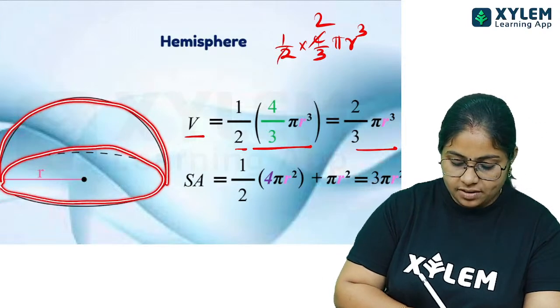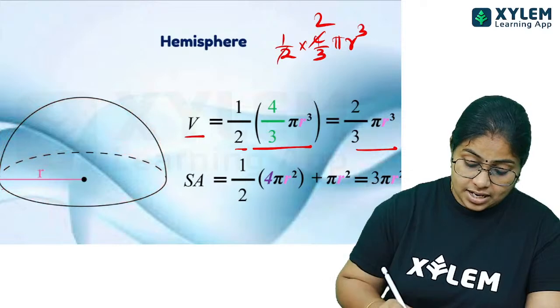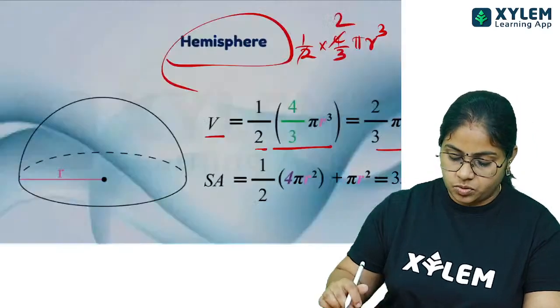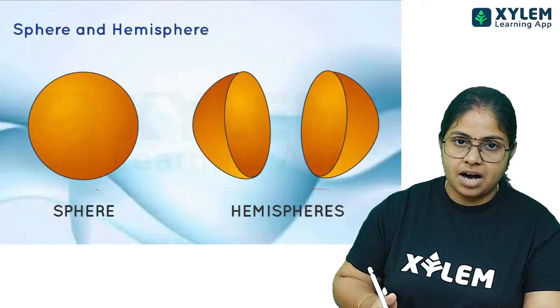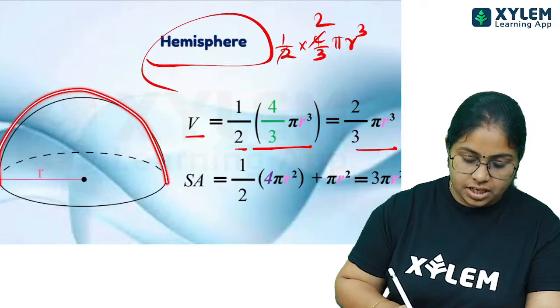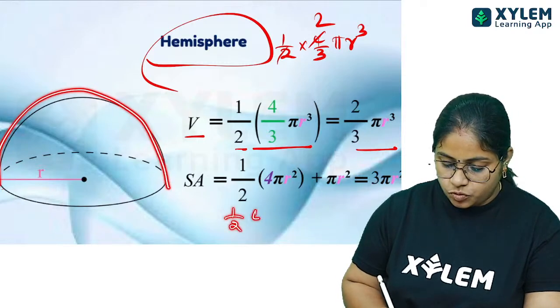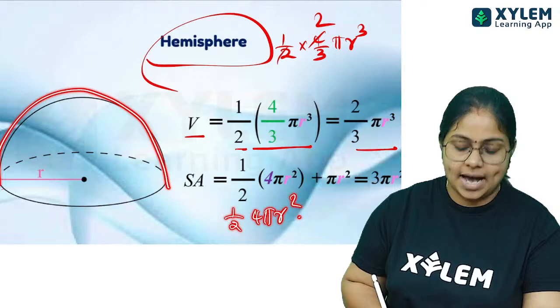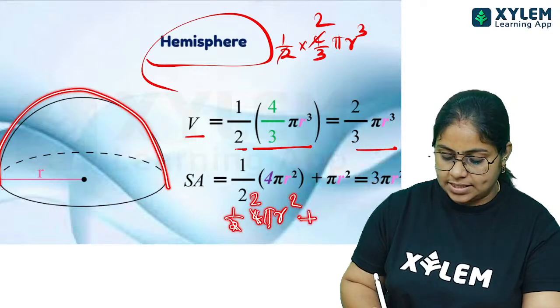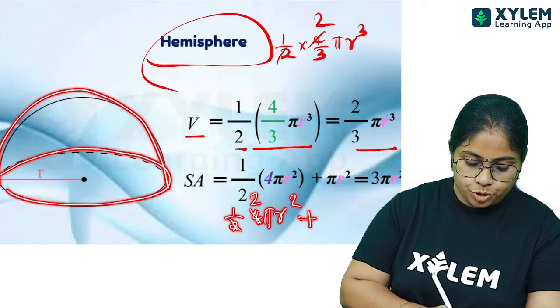So the total surface area of a hemisphere is equal to half of 4 pi r square, half of the sphere. Half into 4 pi r square, the 2 and 4 get cancelled, we have 2 pi r square. Plus, along with that, this circular portion is also coming.